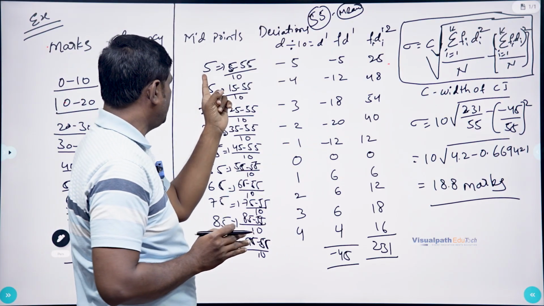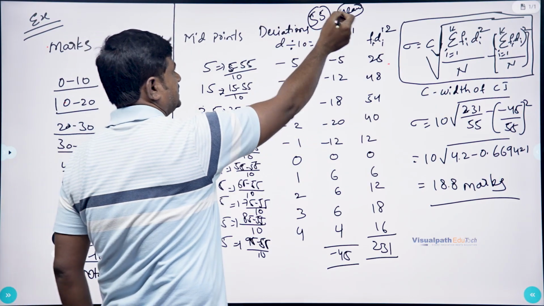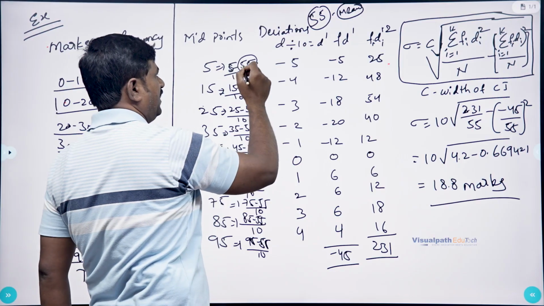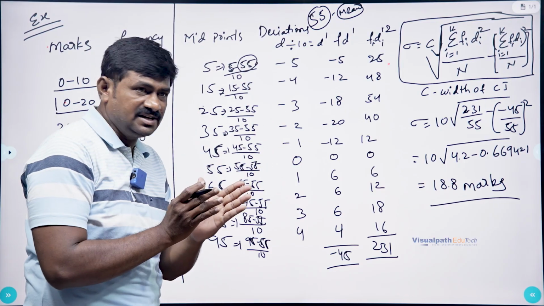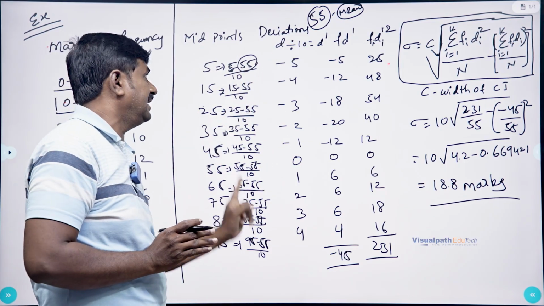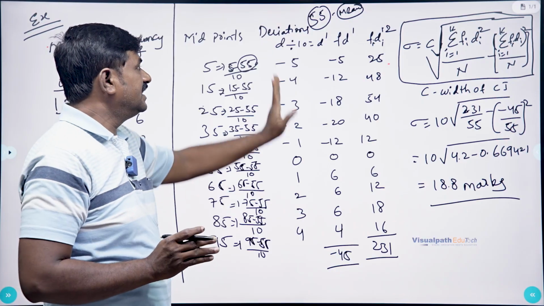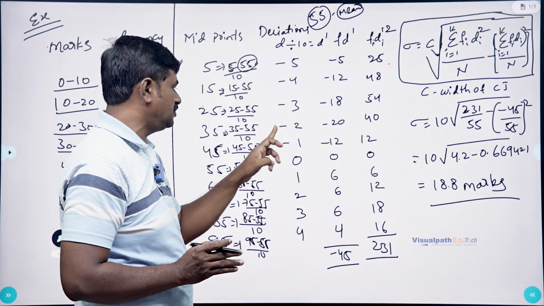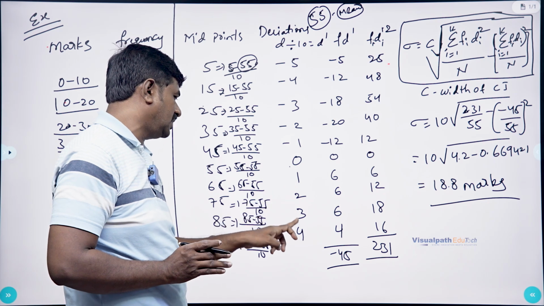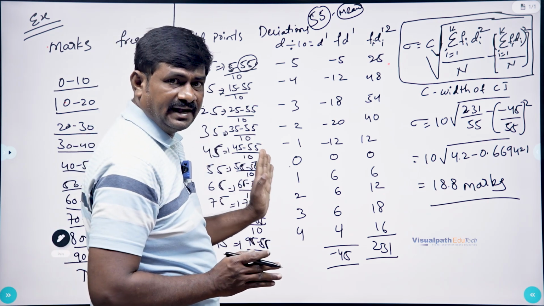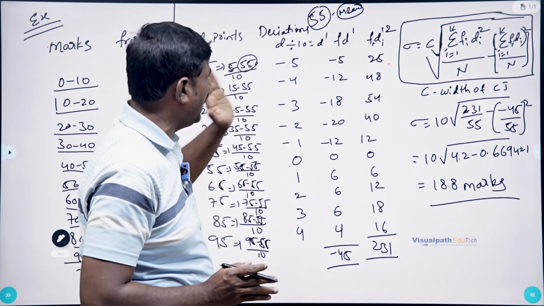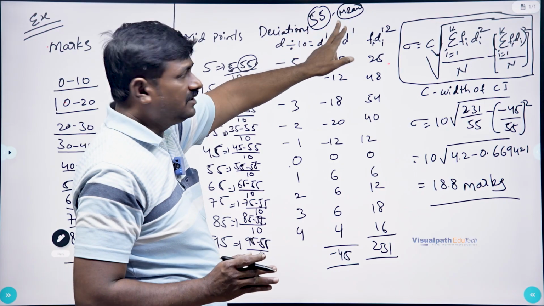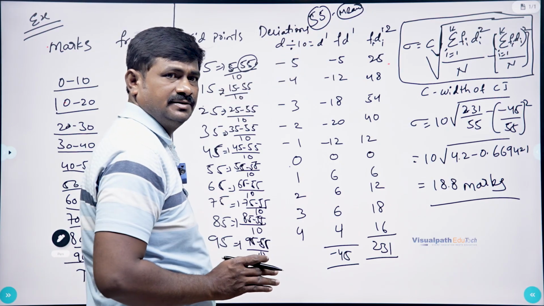So that is 55 that we have taken as the mean value. So the deviation from the mean, that is d dash equals (x minus 55) by 10. Then we calculate these deviations: minus 5, minus 4, minus 3, minus 2, minus 1, 0, 1, 2, 3, 4. After getting these deviations from the mean, we have to calculate frequency into d dash.